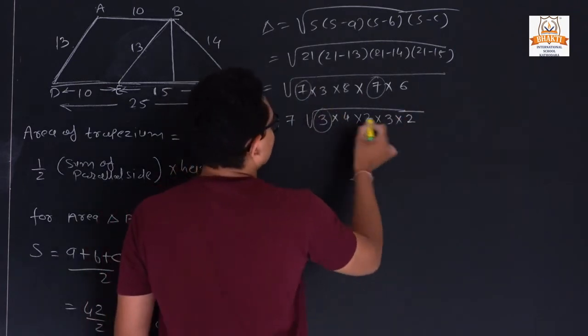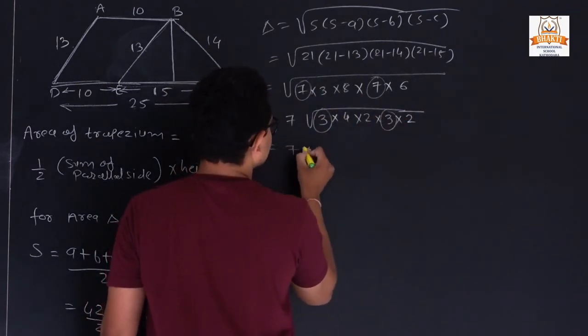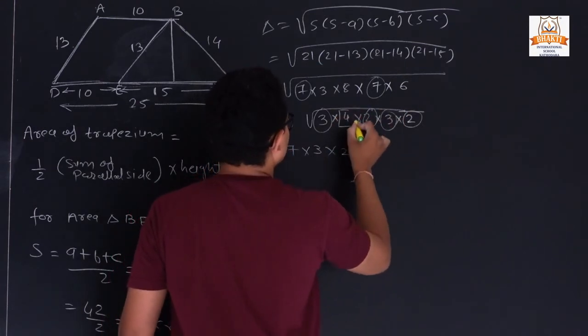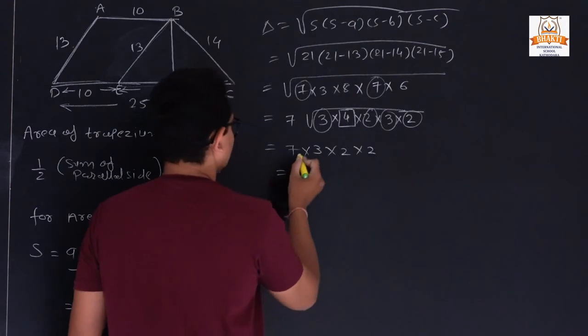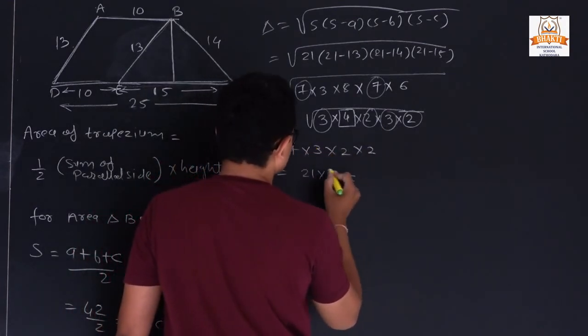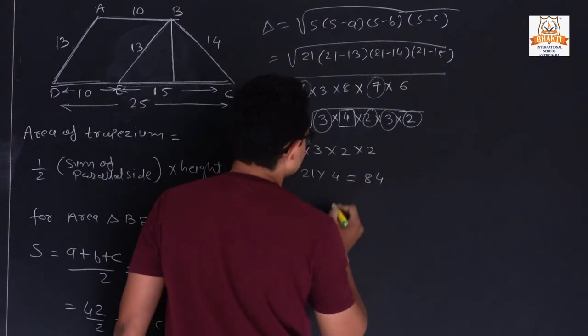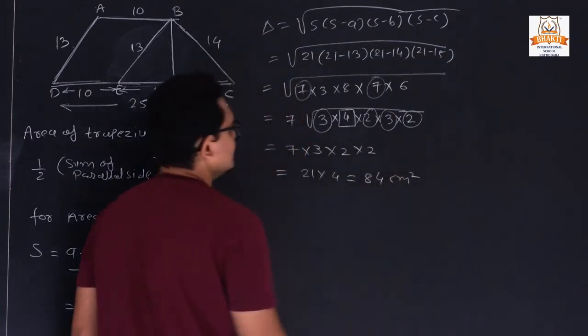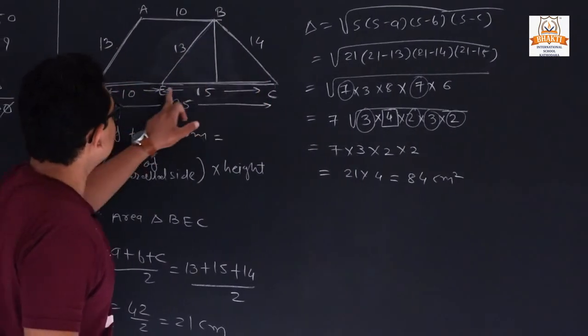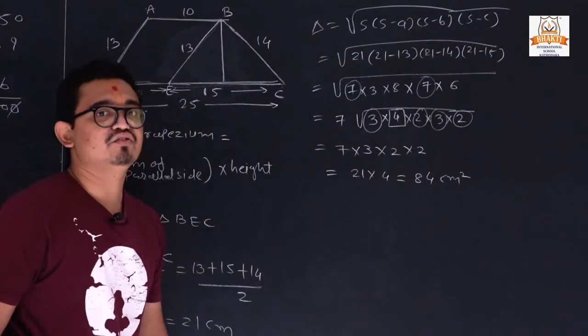Now we have a pair of 3 and 3, then a pair of 2 and 2, and the square root of 4 is also 2. So what is its answer? 7 threes are 21, 2 twos are 4. So 4 twenty-ones are 84 centimeter square. So what is the area of this triangle? Area of BCE is equal to 84.